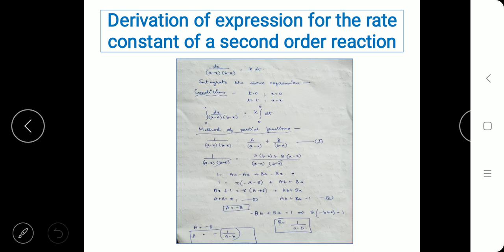Whenever you make use of integration, it is nothing but bringing two expressions together. So now we have the conditions: when time t is equal to 0, no amount of product is formed, hence x is equal to 0. But when time is equal to t, then x is equal to x. This is what we write in the limits for the integration, from 0 to x, dx by (a minus x) into (b minus x) is equal to k into the integration of 0 to t dt.